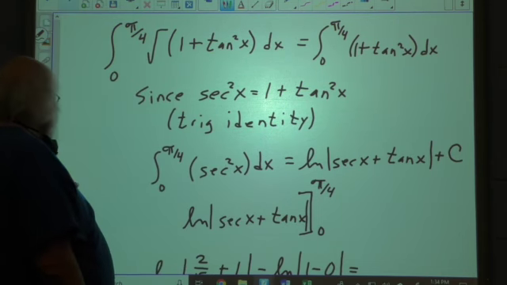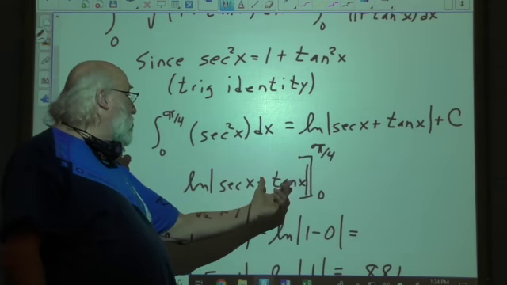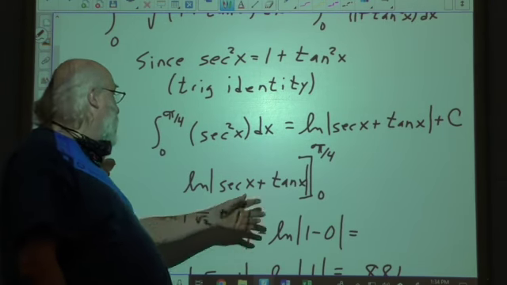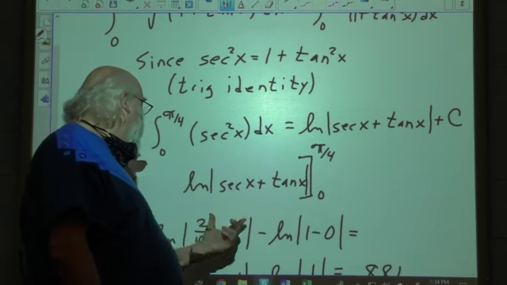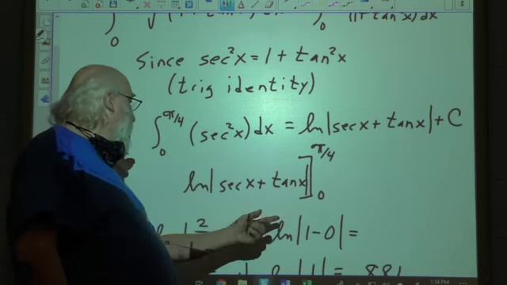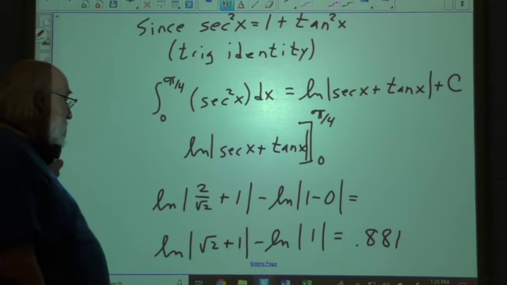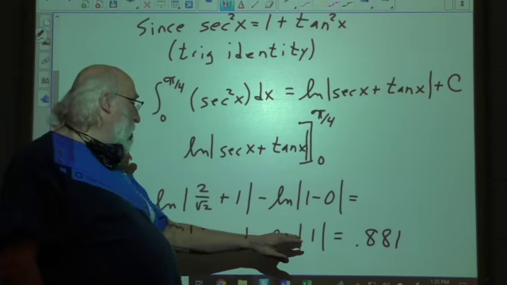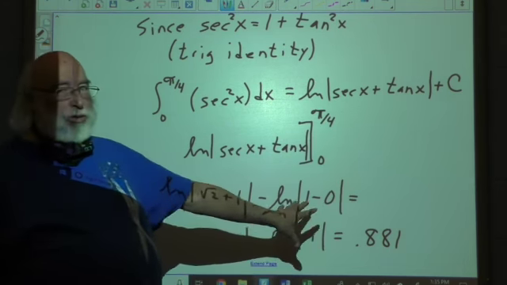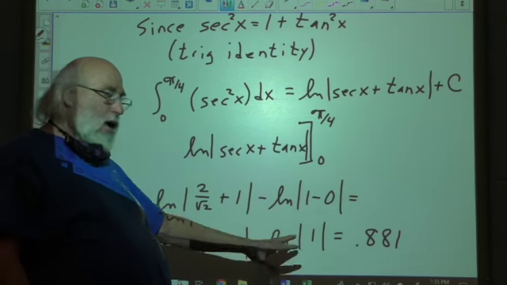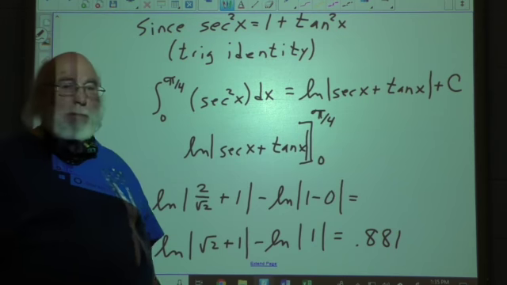And that means then that this is going to be equal to the natural log of those two from 0 to pi over 4. So we plug in pi over 4 for these two terms here, and 0 for these two terms here. And when the smoke clears, we get this mathematical equation. And the natural log of 1, by the way, is not 0, so don't get cocky on that. Just type it in just like that, and you will get 0.881.